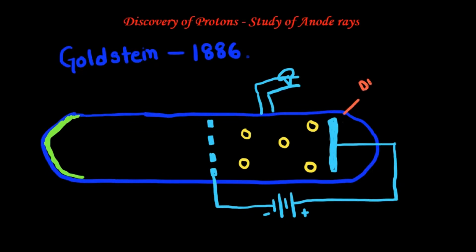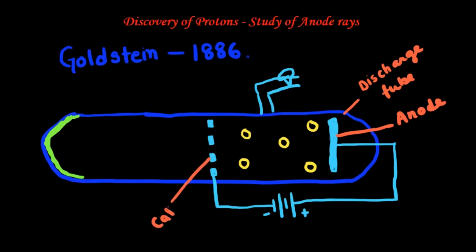In this experiment, Goldstein took a discharge tube with two electrodes, cathode and anode. Here, the cathode is connected to the negative terminal of the battery and the anode is connected to the positive terminal of the battery. There is also a vacuum pump to regulate the pressure inside the discharge tube at any desired value.